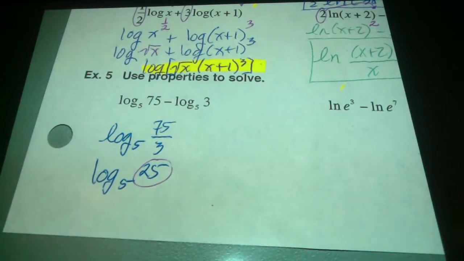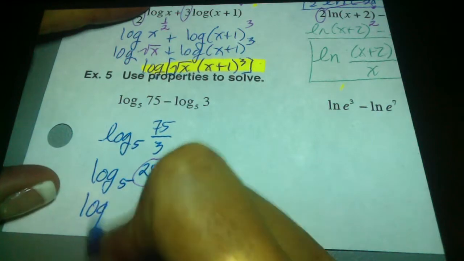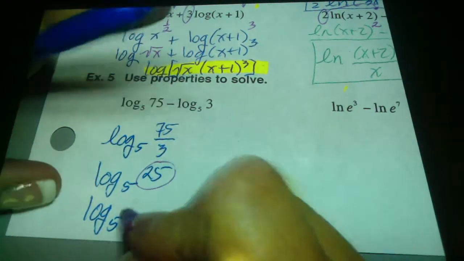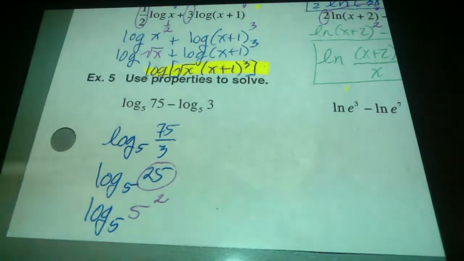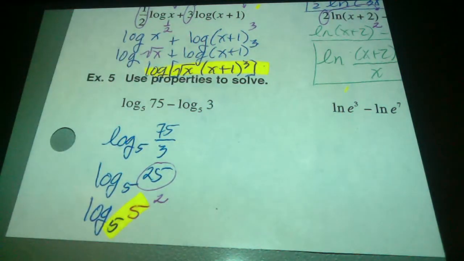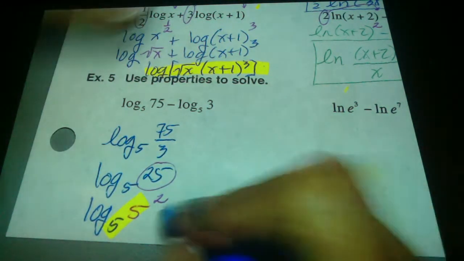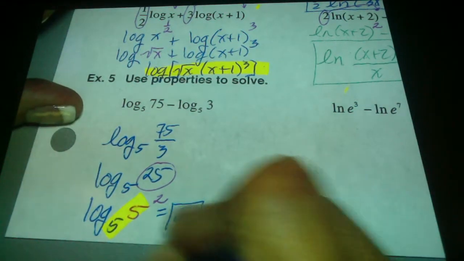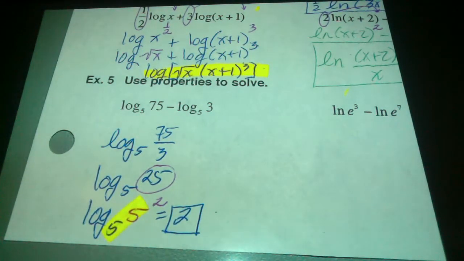Ah, very good. Now we're using our properties from yesterday. So we've got the log, base 5 of 5 squared. Now, from yesterday's properties, those are the same. So what is the solution? 2. You are a genius mental calculator. You did that without a calculator. Woo-hoo. I know you're very excited about it.